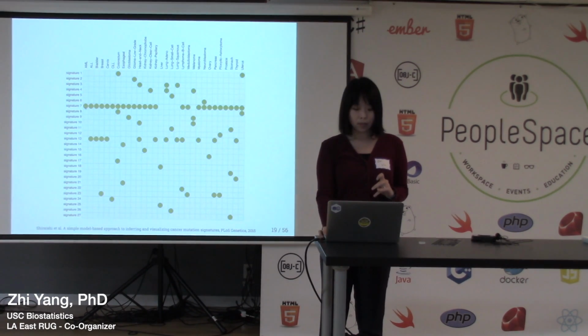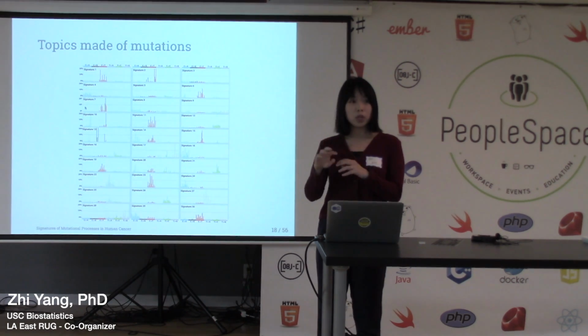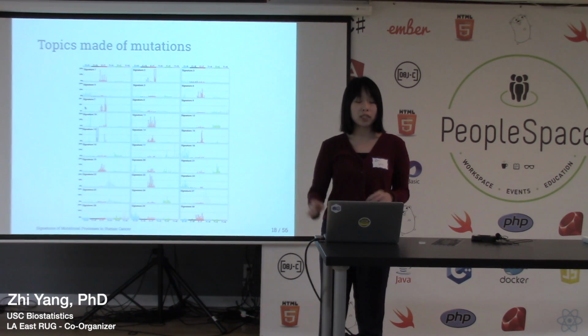What's your horizontal axis? The horizontal ones? Yeah. It's the 6 substitution mutations we start with, and then because each of them has a neighborhood, that's why they get more bars.